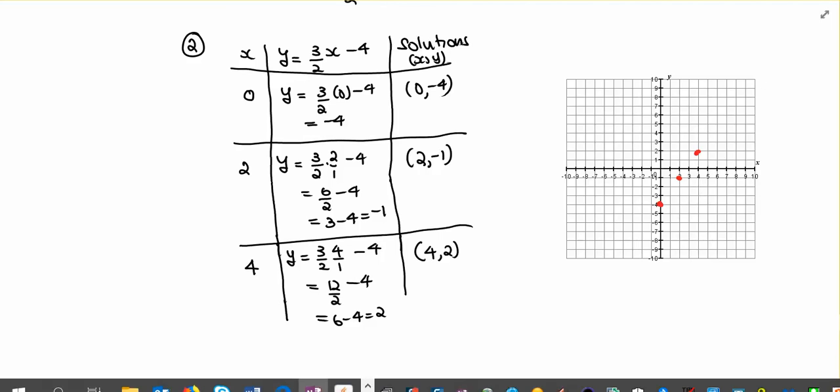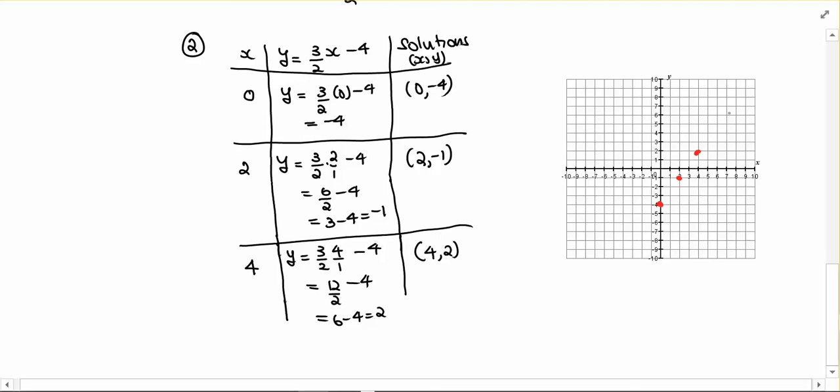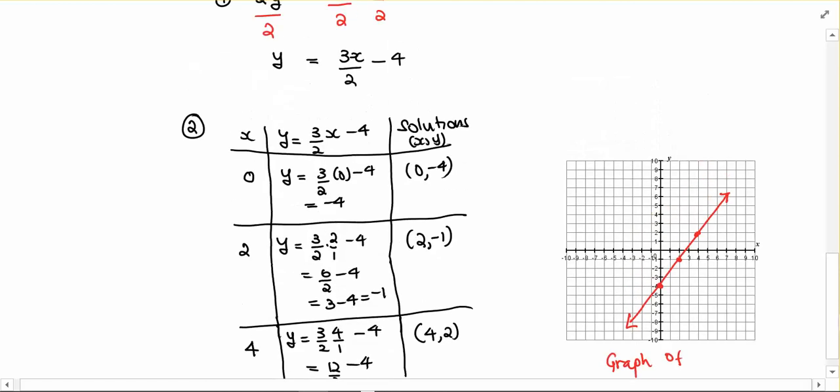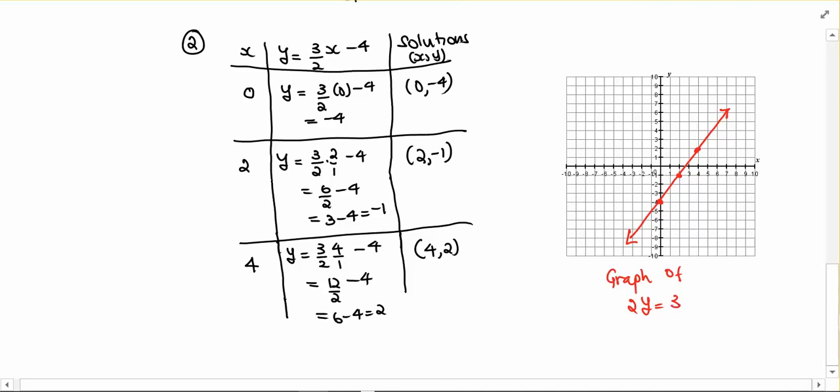Let's see if I can draw a straight line here. Again, no guarantees. I'm actually using a straight edge. Seemed to work out. Sometimes it fouls up my display. This time it didn't. Awesome. So there is the graph. So that's the graph of 2y equals 3x minus 4.